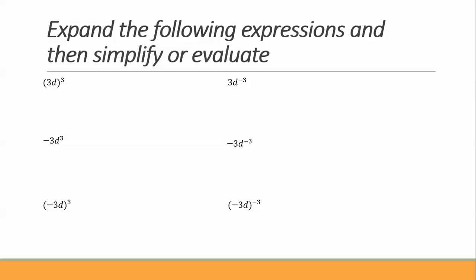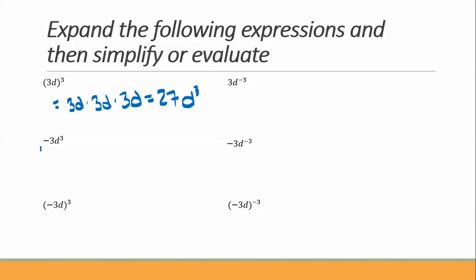We want to simplify and evaluate the following. Again, we're going to write out what all of these mean so that we can see where it's coming from. So 3D cubed. All of 3D is cubed, so our base is 3D and our exponent is 3. So this is 3D times 3D times 3D. So 3 times 3 times 3 is 27. And D times D times D is D cubed. So 3D cubed is 27D cubed.